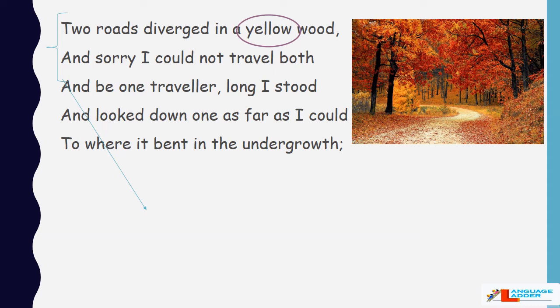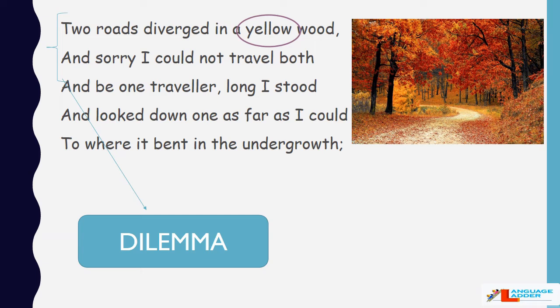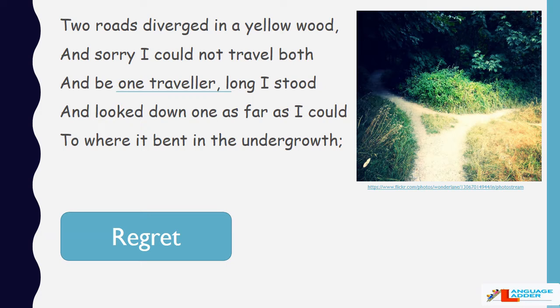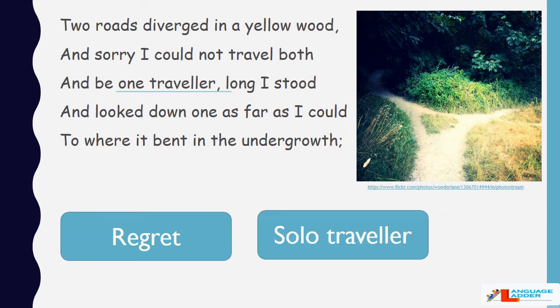And then he says, sorry. Sorry? Why? Perhaps he expresses his regret that he is a solo traveler and he can only take one road. So he stands there for a long time, trying to look as far and as hard as he can. He also tries to figure out what each road has to offer, but he can only see as far as the road takes a bend where the undergrowth is. That is, dense plants and trees, they disrupt the view. Therefore, he cannot see very far.